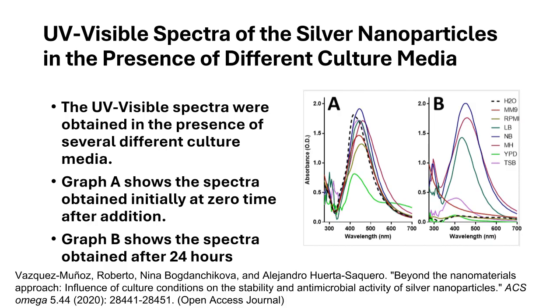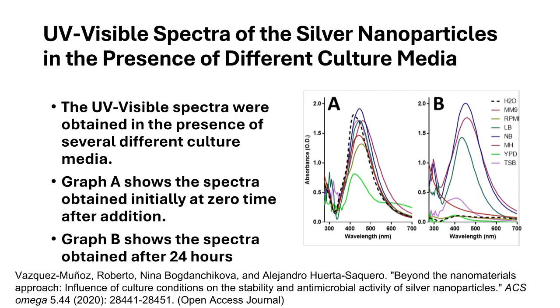In the spectra obtained after 24 hours of incubation in the presence of the culture media, there was a lot of variations in the surface plasmon band that was observed. This suggests that the physicochemical properties and stability of the silver nanoparticles were affected. The redshift in the surface plasmon band lambda max position suggests that there is precipitation or aggregation of the nanoparticles after 24 hours.